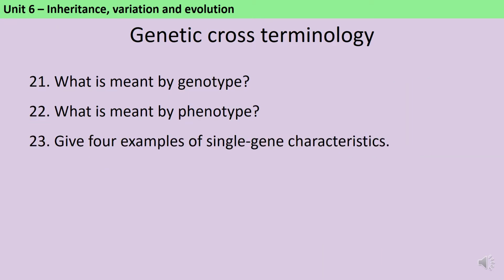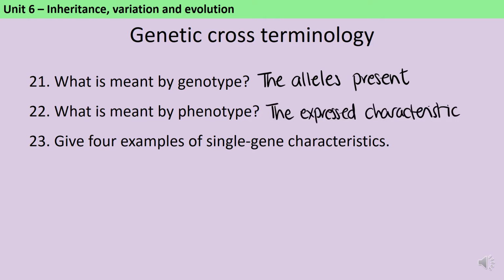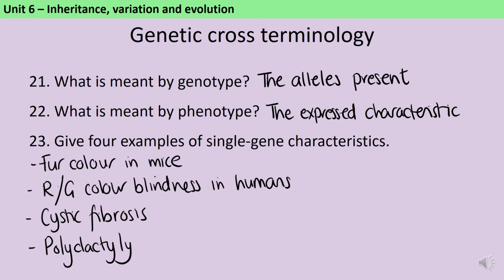Genotype is the actual alleles that an organism has, whereas phenotype is what we see expressed. It's the observable characteristic. The majority of characteristics are coded for by more than one gene, but there are some examples of single gene characteristics. The ones that you should know about are fur colour in mice, red-green colour blindness in humans, cystic fibrosis and polydactyly.